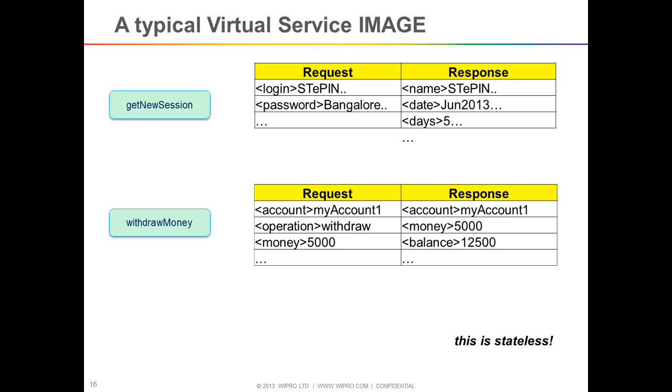comes back like this. And if you want to probably withdraw money from an ATM, then how does a request and response come? So I am replacing the get new session Java servlet or an object with a request response pair like this. Now I don't want the Java object at all. So a combination of these request and response pairs comprises what is called a big database called a VSI, virtual service image.